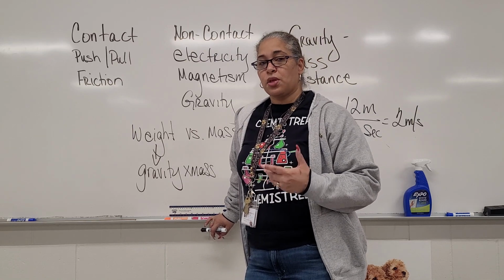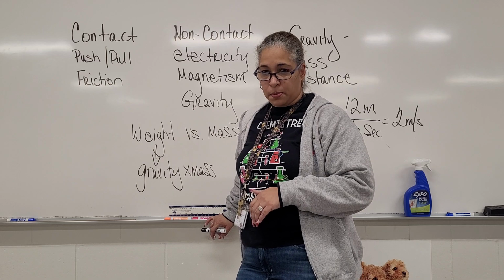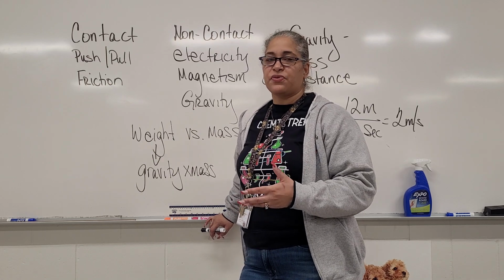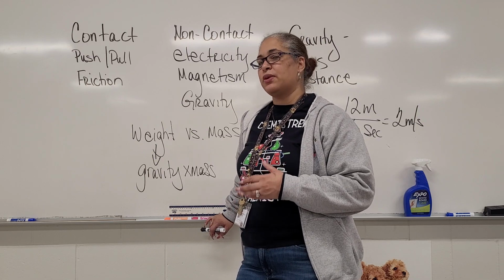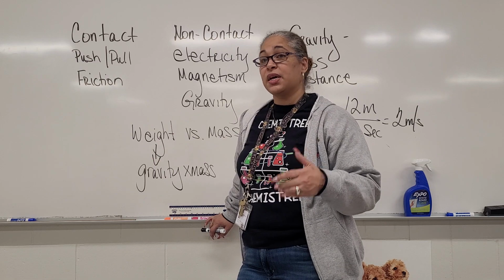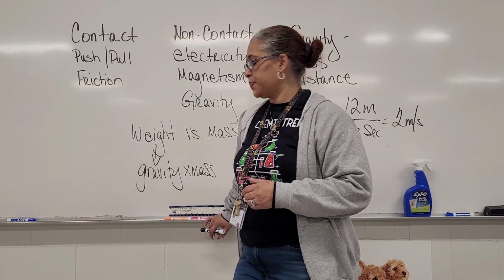If you have an object on the moon, well, the moon's gravitational pull is 1/6 that of the Earth. So if an object, and I'm going to use pounds here, weighed 180 pounds on Earth, it's only going to weigh 30 pounds on the moon, because the gravitational pull of the moon is 1/6 that of the Earth.